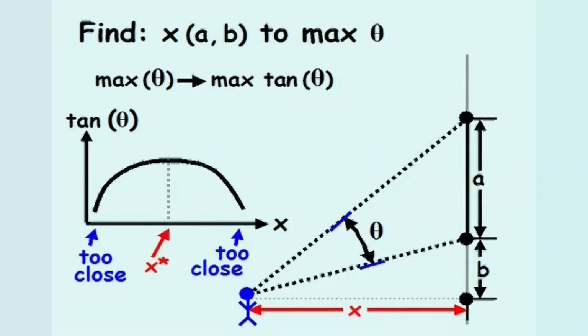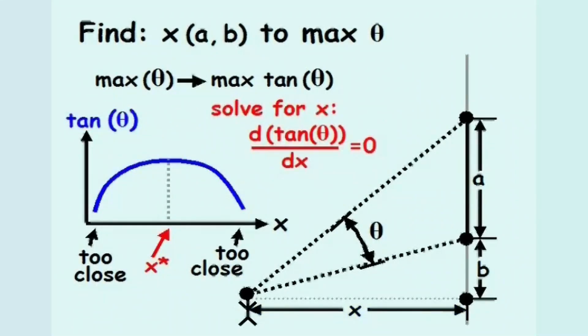We can find this value of x by developing an equation for the tangent of theta as a function of the distance, x, taking the derivative of that function with respect to x, and solving for x when that function equals 0.